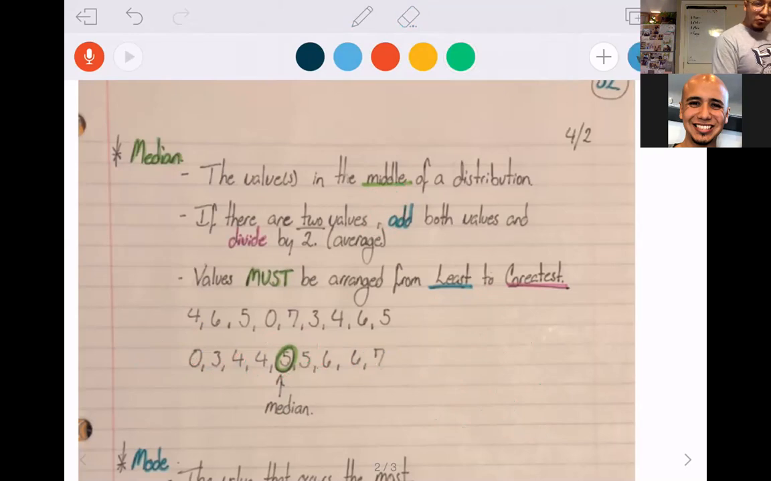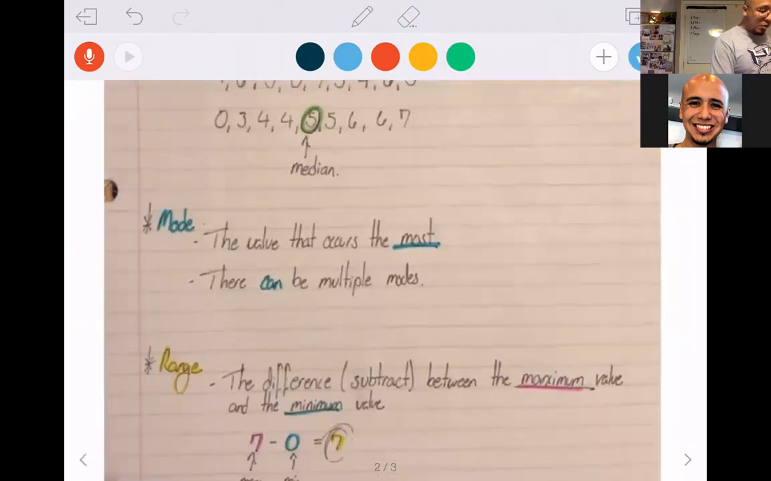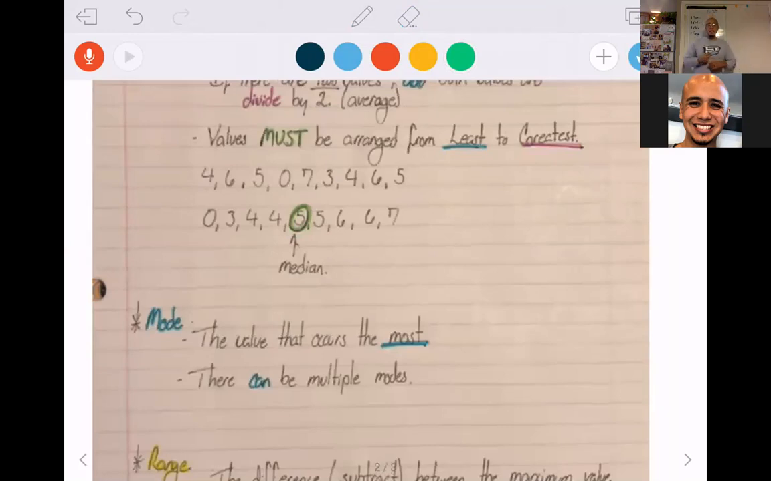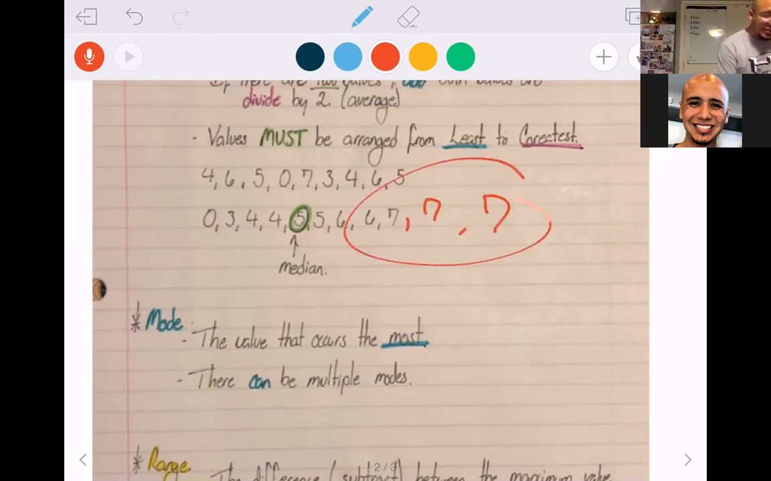Moving on, we have the mode. Mode, ladies and gentlemen, is simply the value that occurs the most often. And we can have multiple modes. For example, in this data set, notice that the number 4, the number 5, and the number 6 each occur twice. So we have 3 modes in that case. So this isn't a very good example. However, let us suppose that we had a few more 7s. So if you notice, now we have 3 7s. So in that case, the mode would be 7.